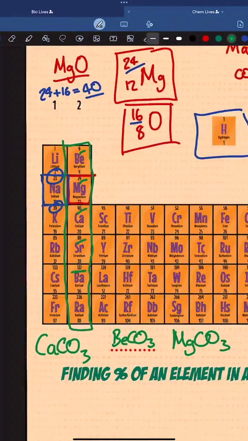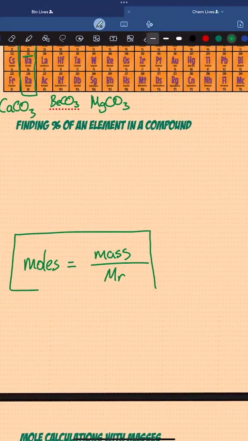Moles is equal to mass over Mr. Let's write this down here. And when I say Mr, that basically means RFM. So that's what we've been doing for the last half an hour, basically.